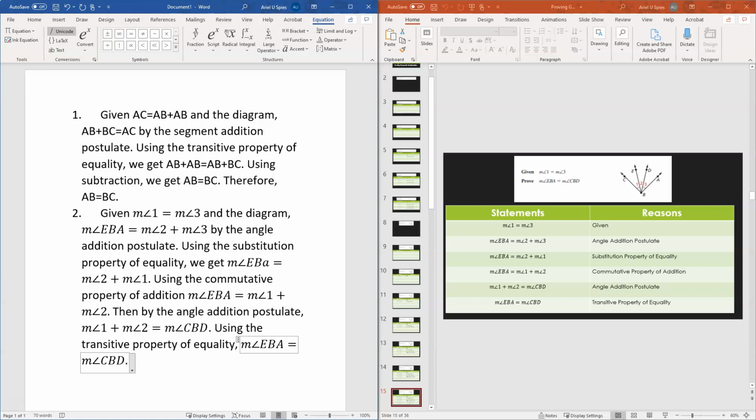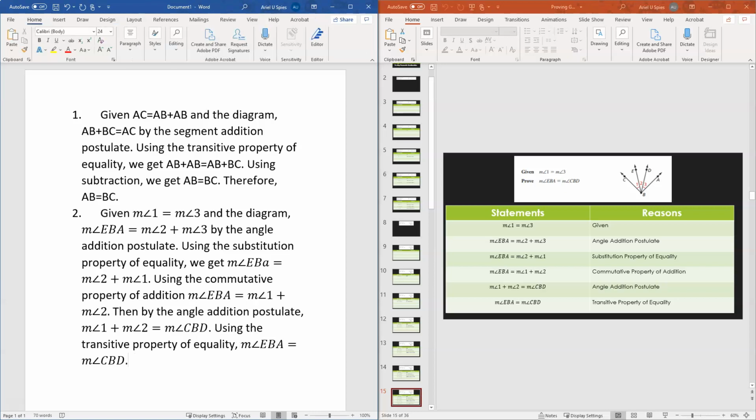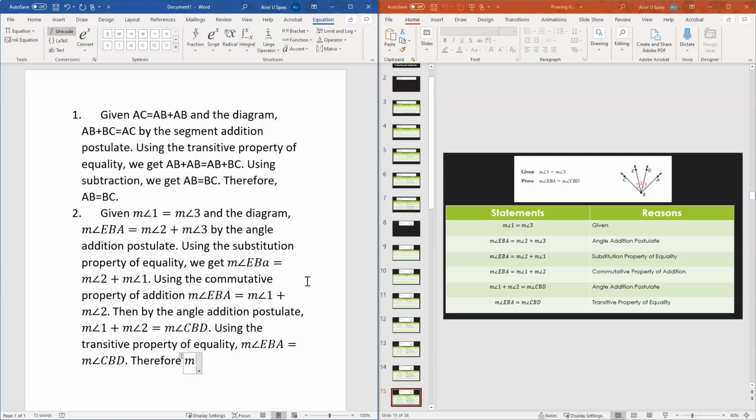Then, just like before, I want to end my proof with therefore. Therefore, measure of angle EBA equals measure of angle CBD.